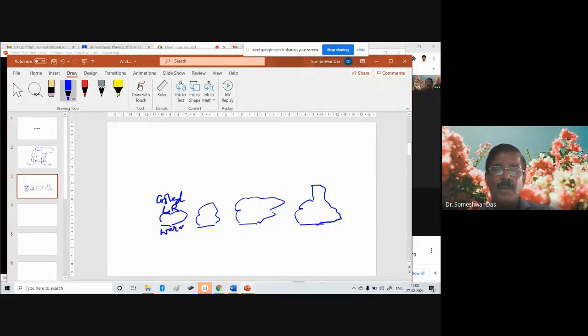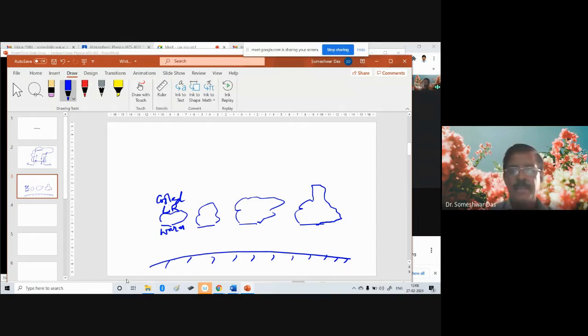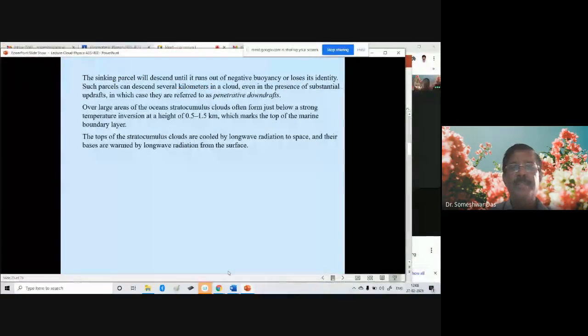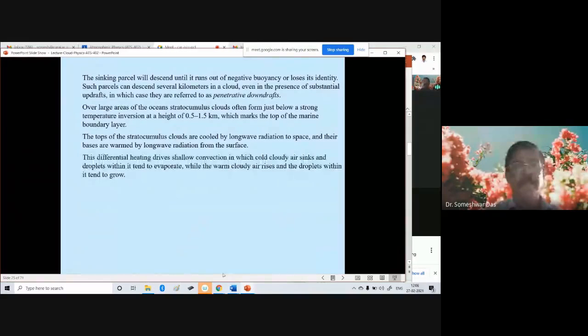The lower part is warm because of the radiation which is going upwards from the Earth's surface, right? So because of the cooling at the top and warming at the base, the clouds get destabilized. So the differential heating drives shallow convection in which cold cloud air sinks and droplets within it tend to evaporate, while the warm cloud air rises, and the droplets within it tend to grow.